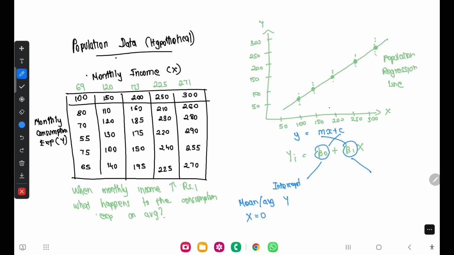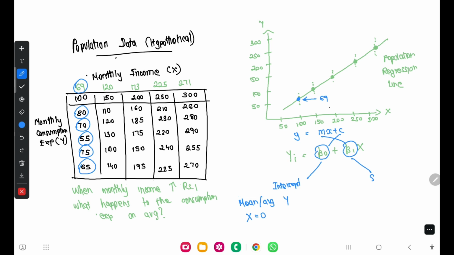Why do I specifically say this is the mean or average value of y and not the actual value of y? Because see, this value over here, what is that? It's 69. Do you find that 69 in the population data which I have given? No, it is the average of all these values. So that's why we say here it's the mean or average y when x is equal to 0.